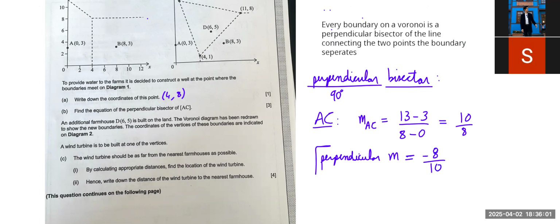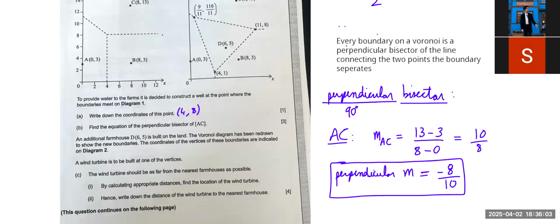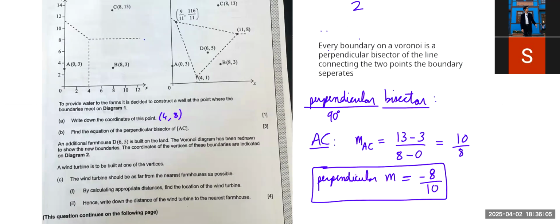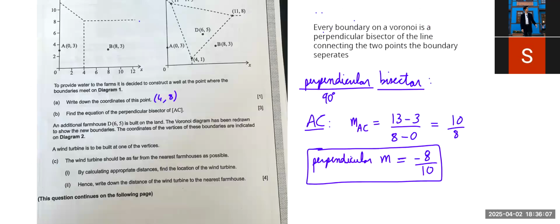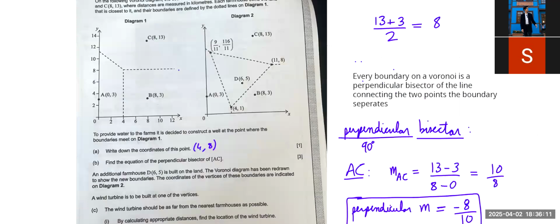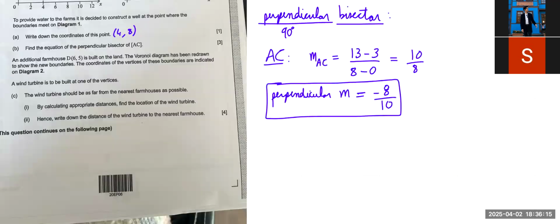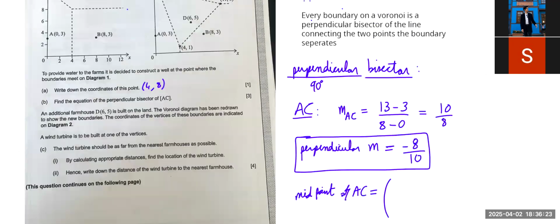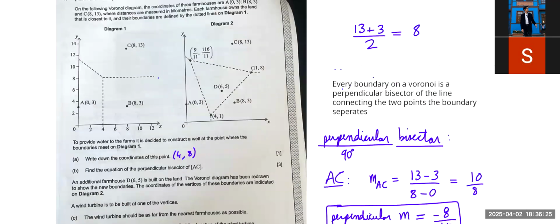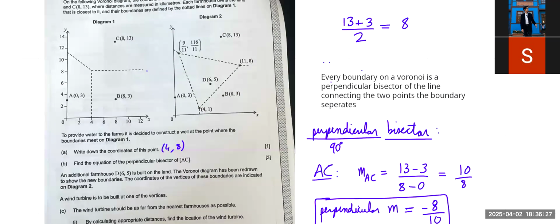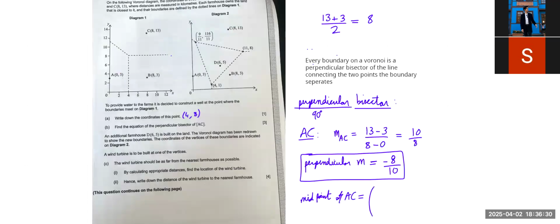You need one more thing. You need to find a point on the line. Okay. This is where the bisector part comes in. Now, since it's a bisector, it means it crosses through exactly the center of whatever AC is. So what is the center of AC? We call that the midpoint of AC. To find the midpoint, simply add the x values, divide them by 2, comma, add the y values divided by 2. Okay, because you want to find the mean of the x and the y values.